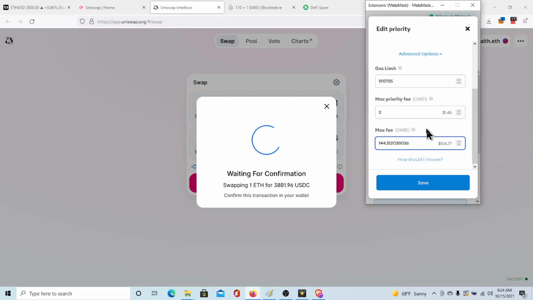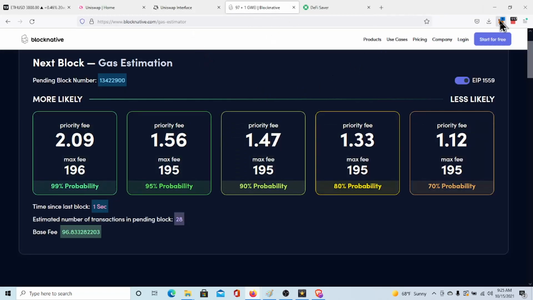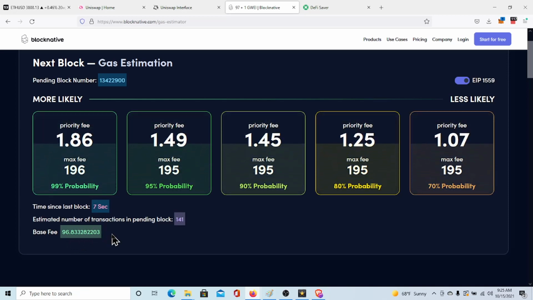So the max fee is the combination of the base fee and the priority fee. So it's the max you're willing to pay in order to get to the next block. So how do you find the number to put into this category here? There are a couple ways. So first, you can go to Blocknative and you can see what the base fee is. The base fee is just the amount of gwei you need to pay per gas in order to get into the next block.